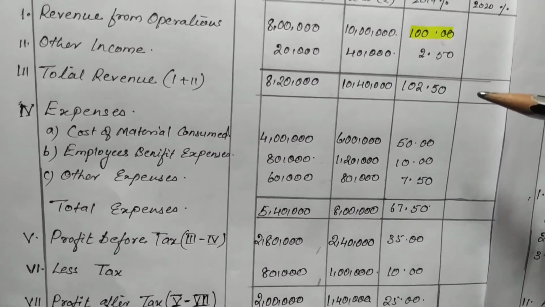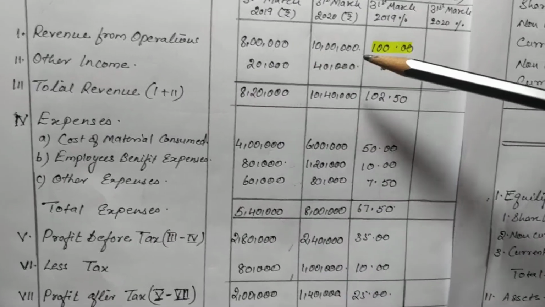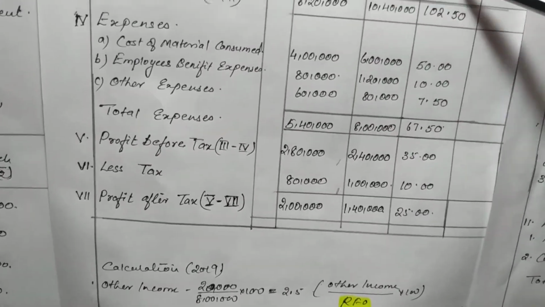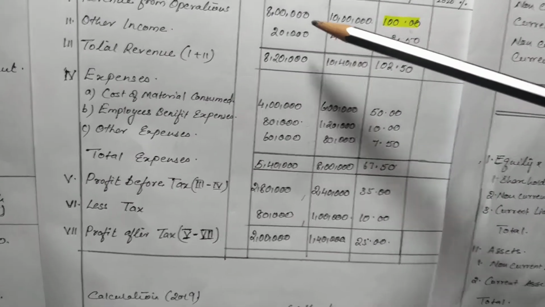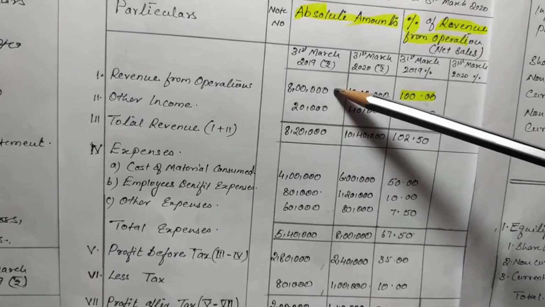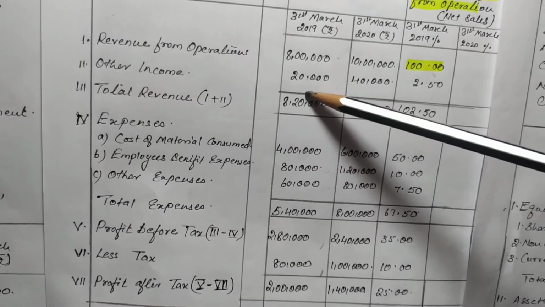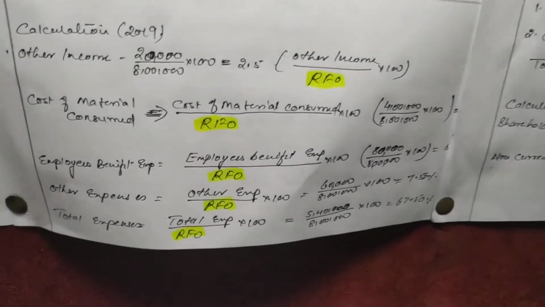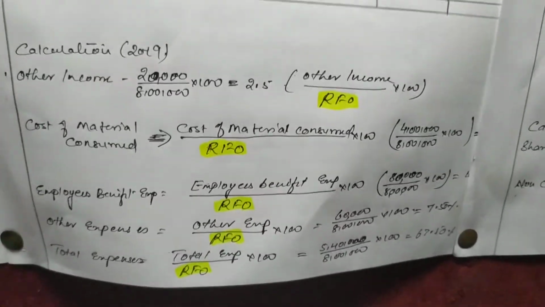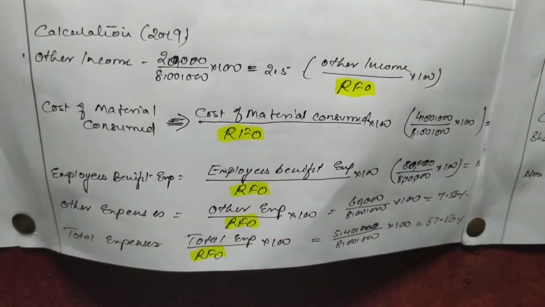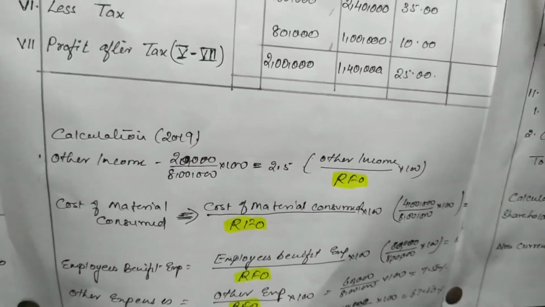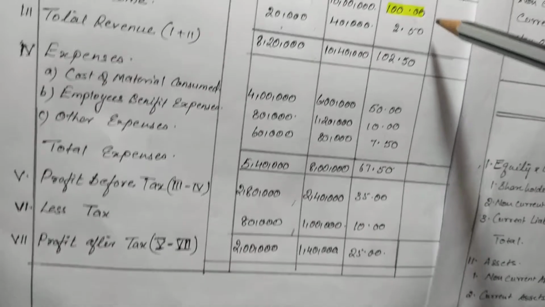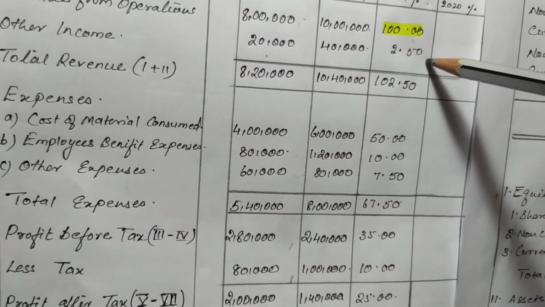Now next we have to calculate the percentage of other income by taking revenue from operation as a base. So how will you calculate this percentage of other income? Other income divided by revenue from operation into 100. That means 20,000 divided by 8 lakh into 100. Here revenue from operation will be your base. You get 2.5%. Since I have put the percentage symbol here, I am not writing the percentage symbol in front of each and every figure.